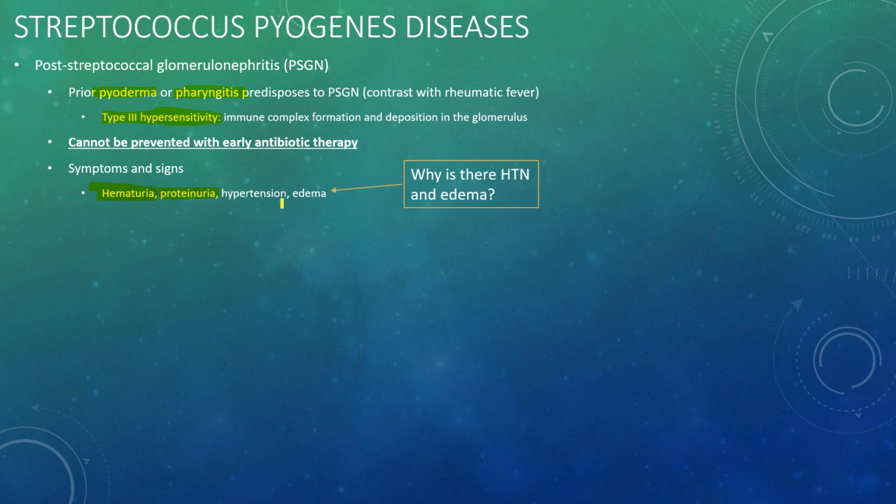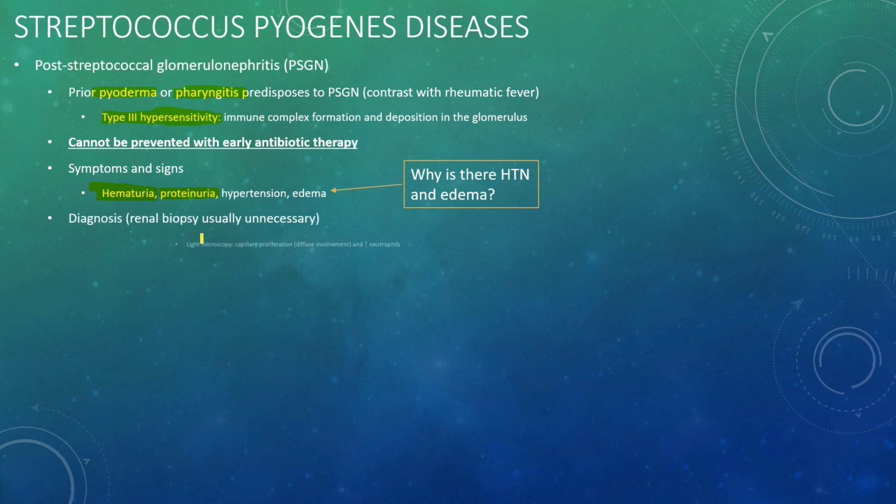So why do you get hypertension and edema? Edema can be caused by the loss of protein. When you lose protein, you lose oncotic pressure, so fluid can leak out of the vasculature into the interstitial space. And you can also get it because if you damage the glomerulus, you decrease the surface area available for filtration, and that decreases the GFR. So more blood will remain in circulation instead of being filtered through the kidney. So that's why you get hypertension and edema. You have more blood and more fluid inside of the vasculature.